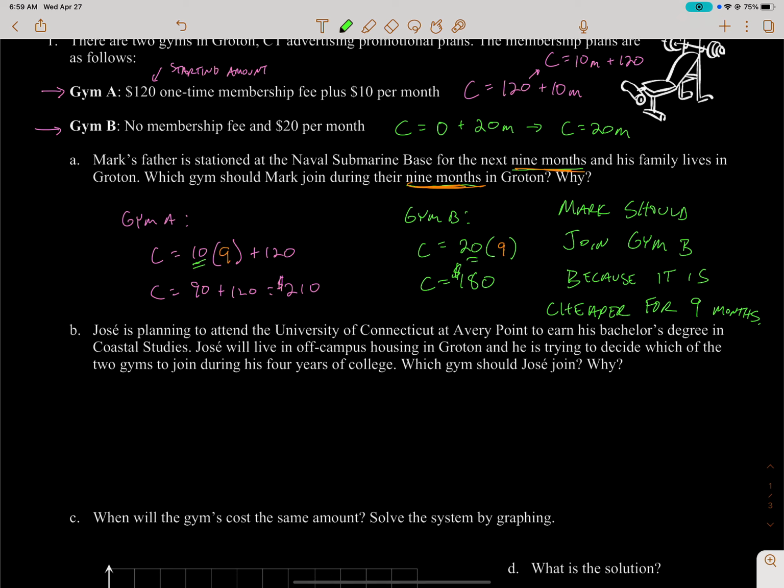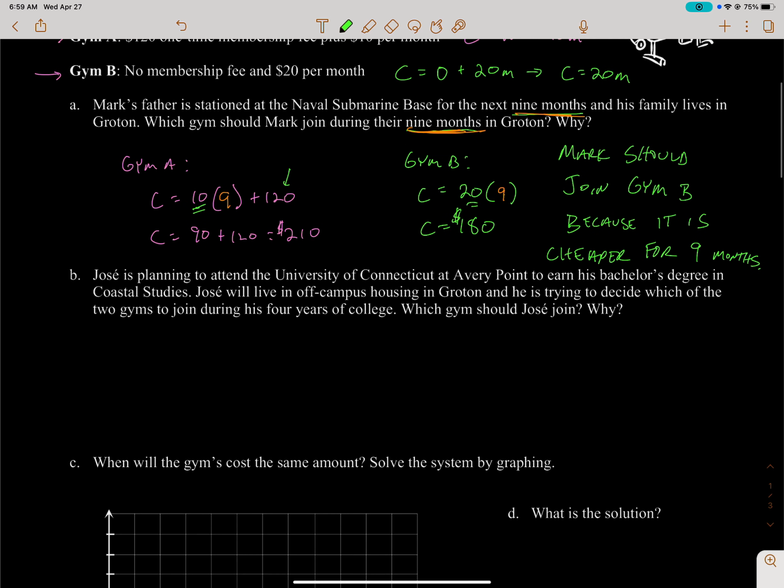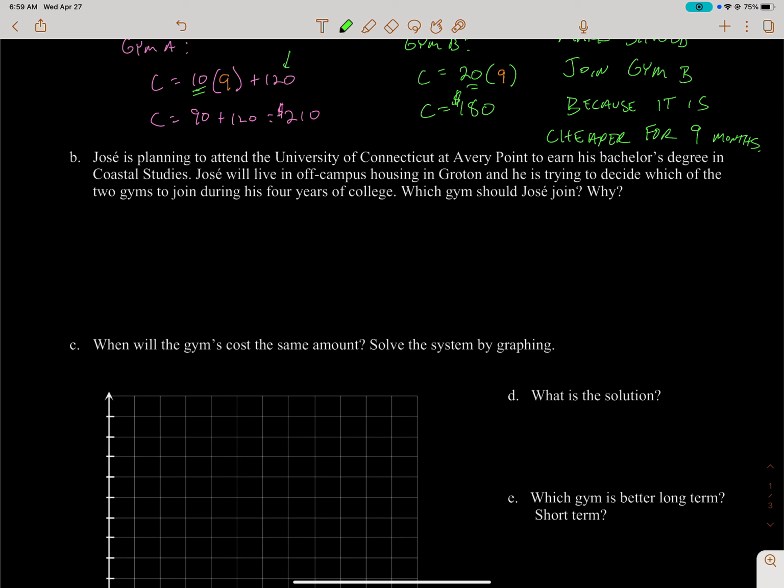So eventually, Gym B will catch up to Gym A's cost if you stay there a long enough time, and then overtake it. So if you're planning on staying there for years, you would get Gym A because it's only $10 a month versus $20 a month. Yeah, you got to pay them more money up front on day one, but over time, it's going to be cheaper.